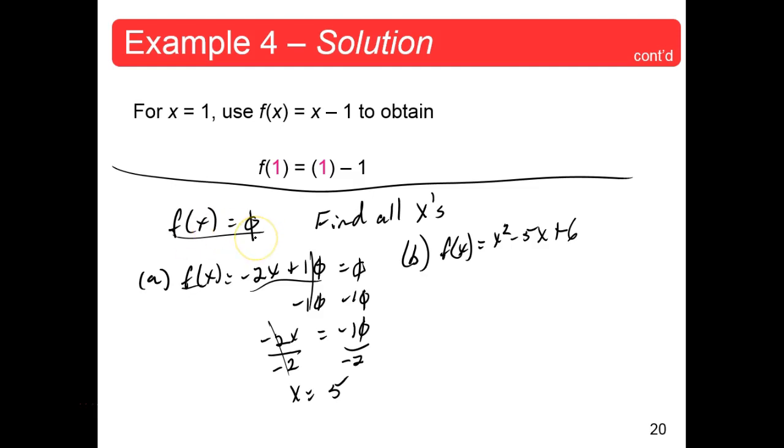Same instructions. Find all the values for x that make f of x equal 0. So what do we do? Set it equal to 0 because that's your f of x. And then what do we do? Okay, now you could, but that's sort of a hard way, and I'm too lazy to do that. What would you try first?